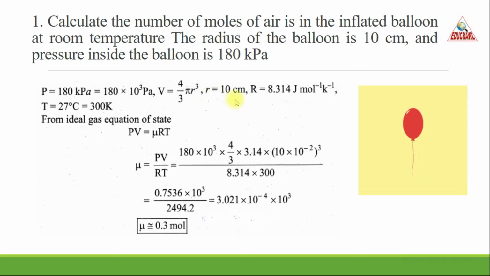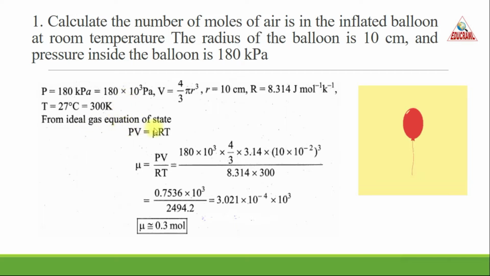So here you can substitute r is equal to 10 centimeter, and the real gas constant R value is 8.314 joule per mole per Kelvin. The temperature is given as 27 degrees Celsius, which we have to convert into Kelvin, which is the SI unit. So we add 273 to 27, and the answer will be 300 Kelvin. So these are the given data.